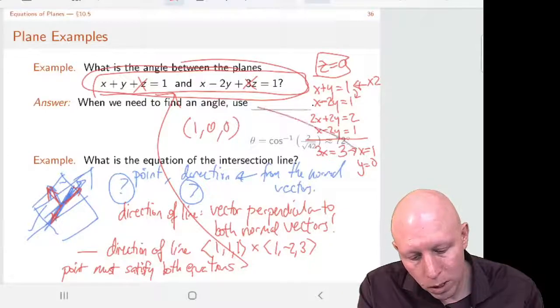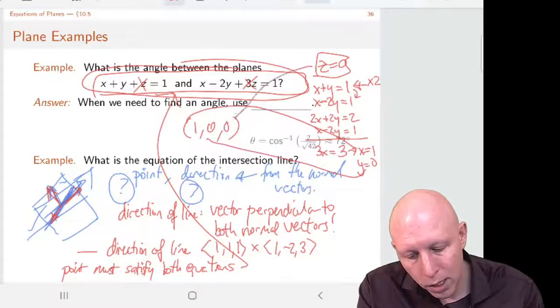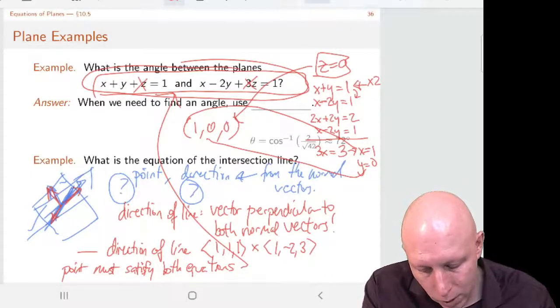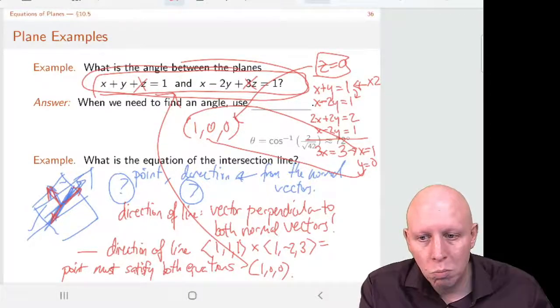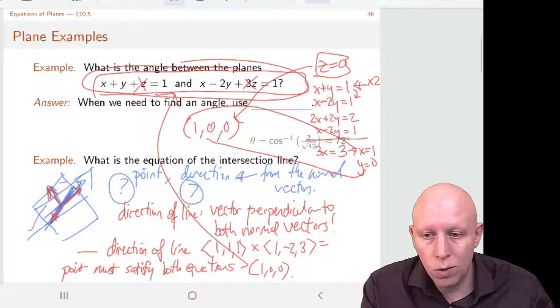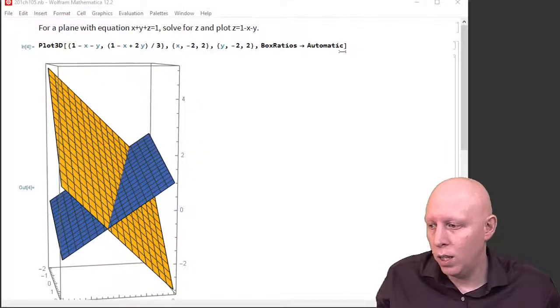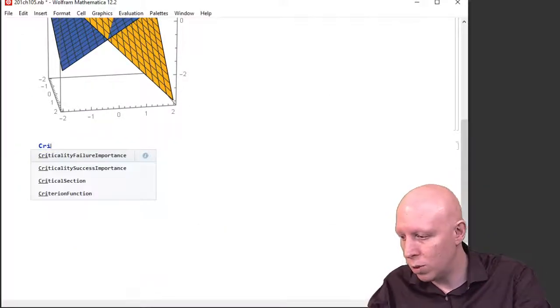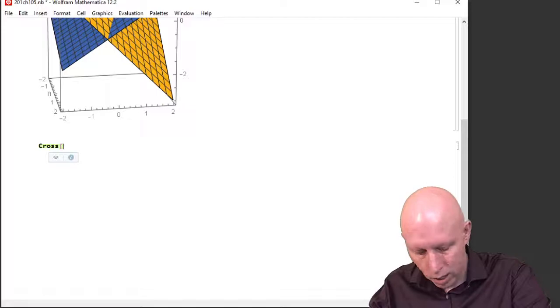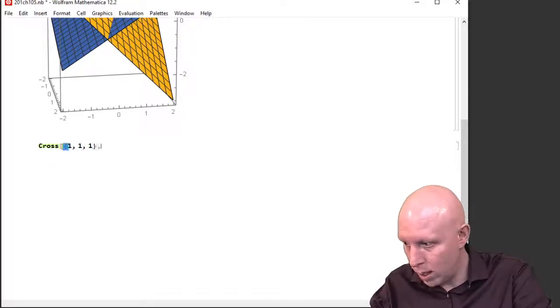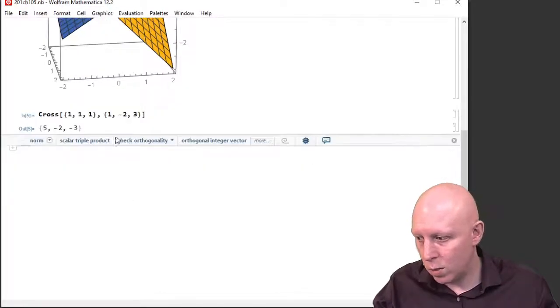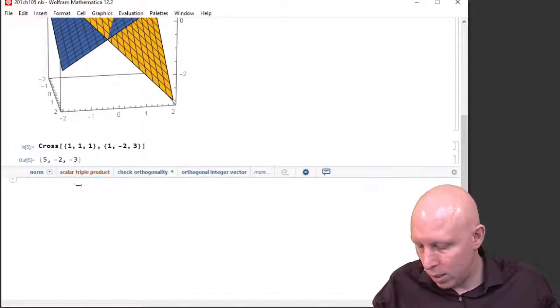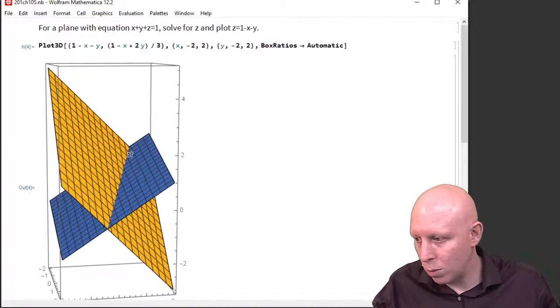This is the x-coordinate, this is the y-coordinate, and this is the z-coordinate. All right, so we know the direction, and we know the point, (1, 0, 0). And so we could do this by hand, but I'm going to go over to Mathematica and calculate that. So what did we want? We want the cross product between (1, 1, 1) and (1, -2, 3). There's the cross product. And what we said is the point (1, 0, 0) lies on both of these.